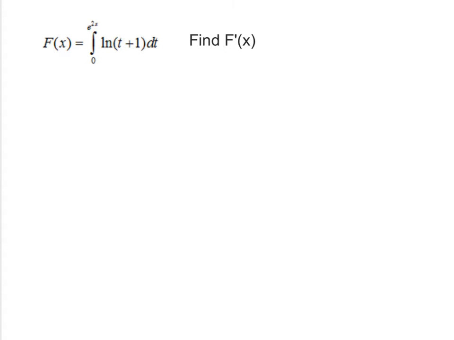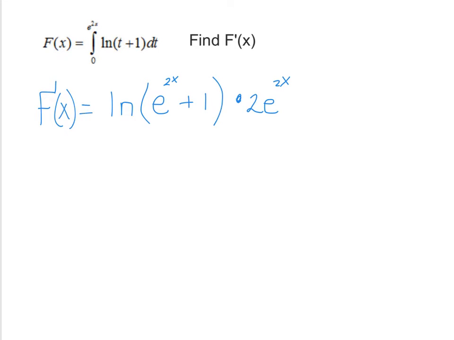Okay, so remember that we write the function just like it is, and where there's a t, we're going to put in the number that it has up here, e^(2x) plus 1, and then we're going to multiply times the derivative of e^(2x). Well, that's going to be e^(2x) times 2. So big F'(x), the derivative of the integral, is going to be this.